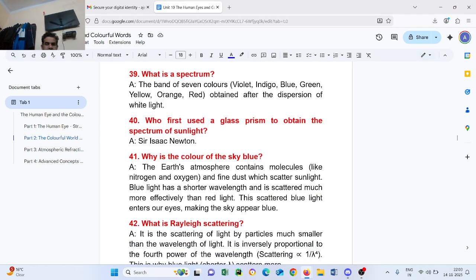Question number 41. Why is the color of the sky blue? The Earth's atmosphere contains molecules like nitrogen and oxygen and fine dust which scatter sunlight. Blue light has a shorter wavelength and is scattered much more effectively than red light. This scattered blue light enters our eyes, making the sky appear blue.